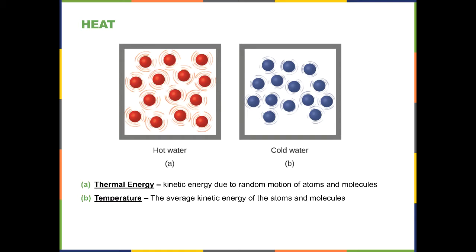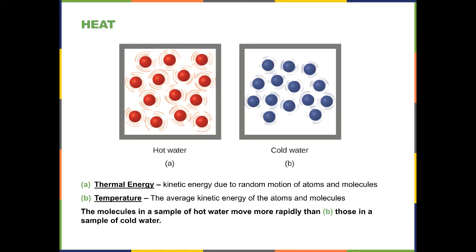For example, a pot of boiling water has less thermal energy than a lake at 12 degrees centigrade, because the lake is much larger than the pot of water, but the temperature of the pot of water, the average kinetic energy, is higher than the average kinetic energy in the lake. The molecules of a sample of hot water move more rapidly than those in a sample of cold water.